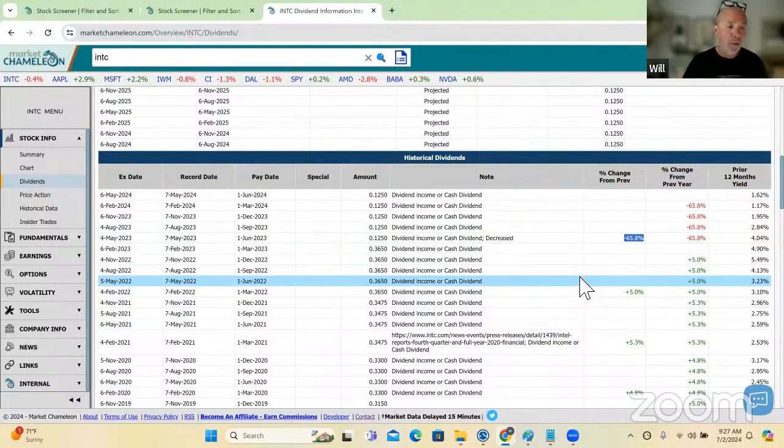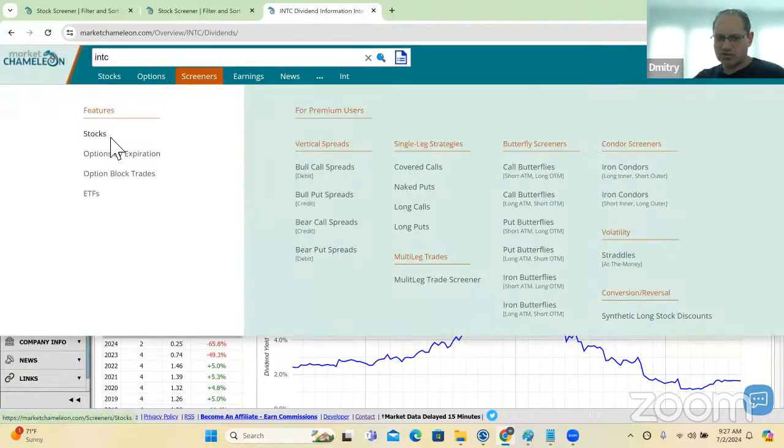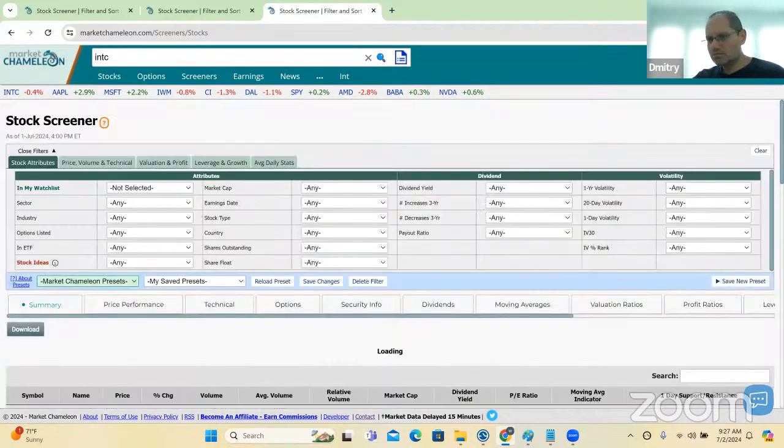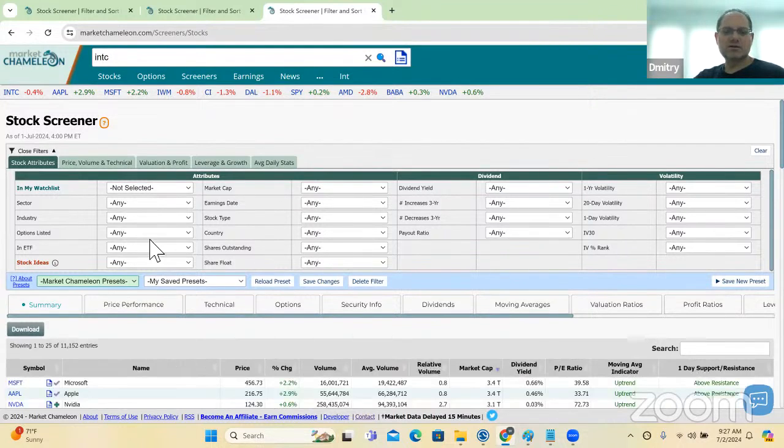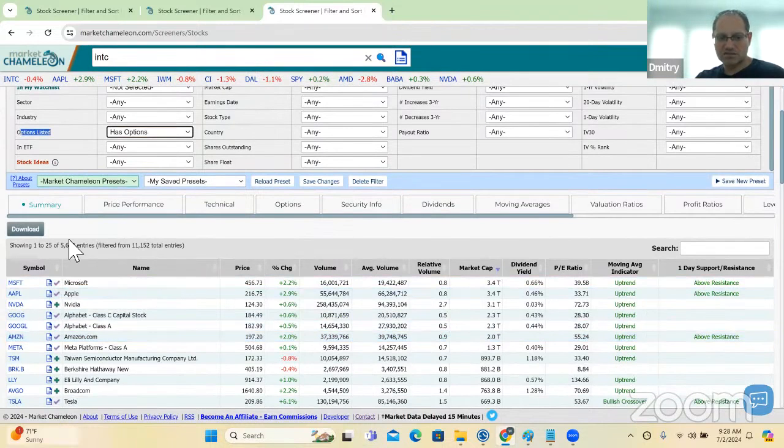That is super helpful, D. I didn't want to interrupt you, but Rob had another question: is there a filter to find out which dividend stocks also trade options? Yeah, I think under the stock screener, let me see. I think I have options listed here. You can just say has options. If you click on this has options, it will filter out stocks. You see 5,600 out of 11,000 that have listed options.